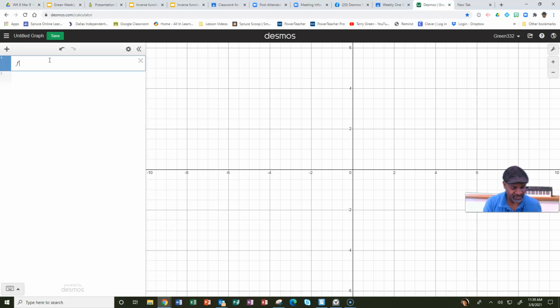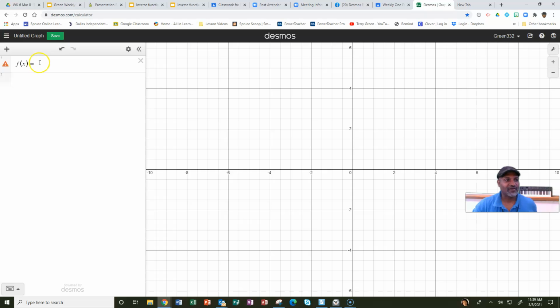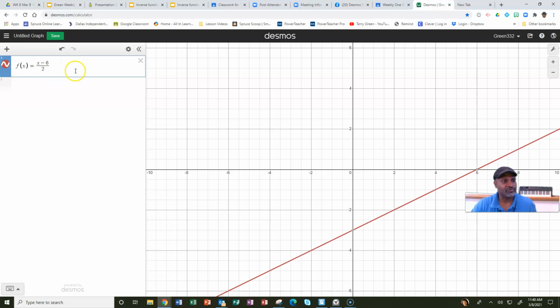Let's see, I'm going to go f of x equals, let's see, I need x minus 6, I need a fraction here. I didn't want to do that. I want a fraction bar here. Let me see if I can just do that. Yeah, I just pressed a division bar to get the fraction. So now I got x minus 6 over 2.